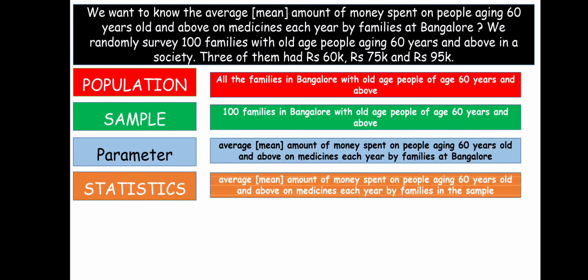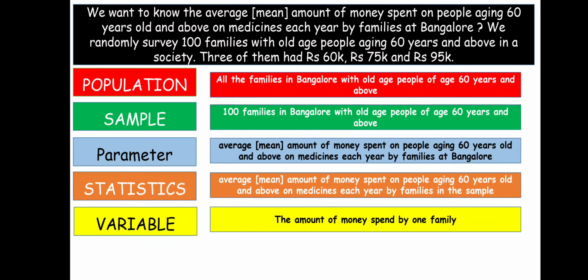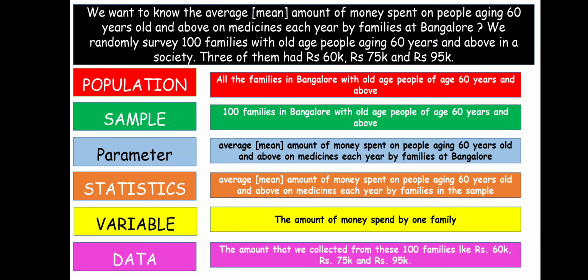Next, what will the statistics be here? Yes, statistics will be the amount of money spent on the grandparents of these families in the sample. Sample means 100 families. Whatever 100 families we surveyed, what was the average amount of money spent on the grandparents? That will become our statistics. Next, what is the variable? Variable will be the amount of money spent by one family. And next, what is the data? We have data of 3 families, that is 60,000, 75,000 and 95,000. Okay, so this is how we can group all these things.